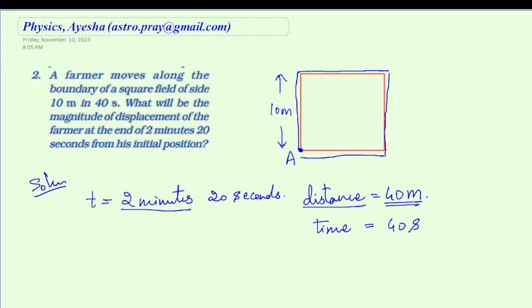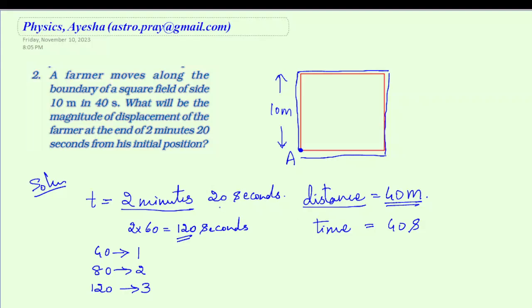What is 20 minutes? 20 minutes is 2 into 60, which is 120 seconds. Let's check how many rounds he can make of this square in 120 seconds. In 40 seconds, he completes one round. In 80 seconds, he completes the second round. In 120 seconds, he completes a third round.